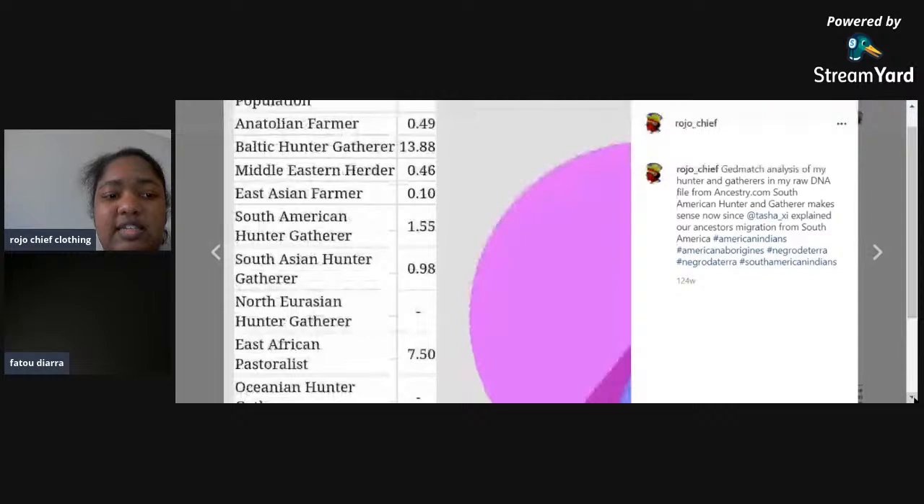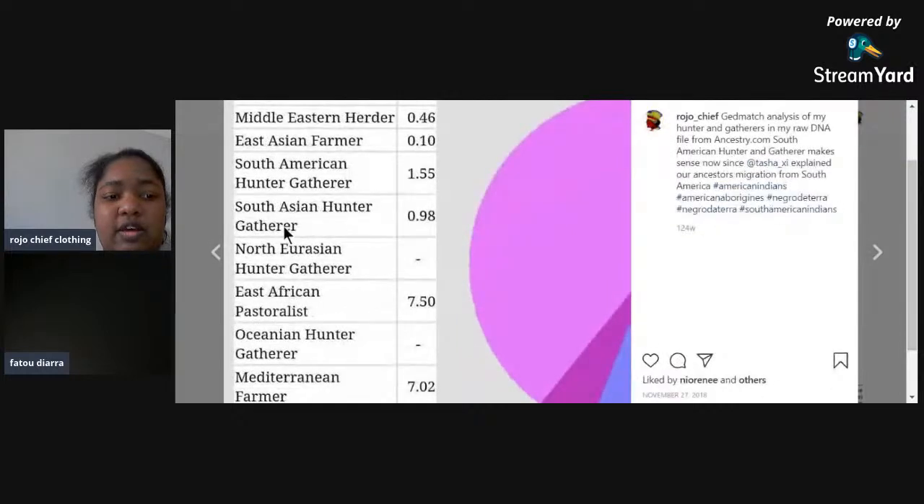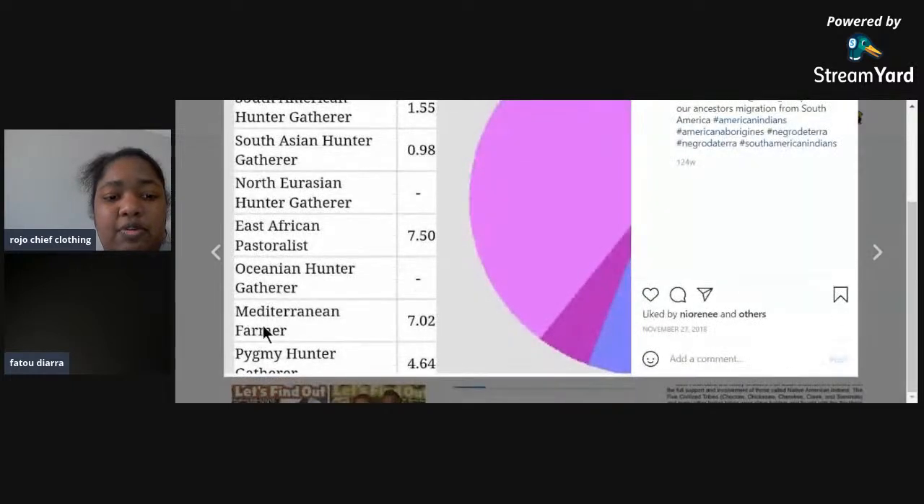Then it said South Asian hunter gatherer. There was nothing there for North Eurasian hunter gatherer. Then I have East African pastoralists. I don't have anything for Oceanic hunter gatherer people, but I did have Mediterranean farmer 7% and the Pygmy hunter gatherer 4.6%, according to GEDmatch, right?